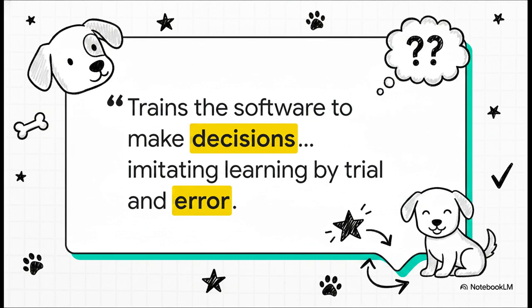And honestly, the best way to think about this is like training a puppy. You don't hand a puppy a rule book. You put it in an environment, give it a treat when it does something right, and ignore it when it fails. Over time, it learns the absolute optimal behavior just by exploring its environment.